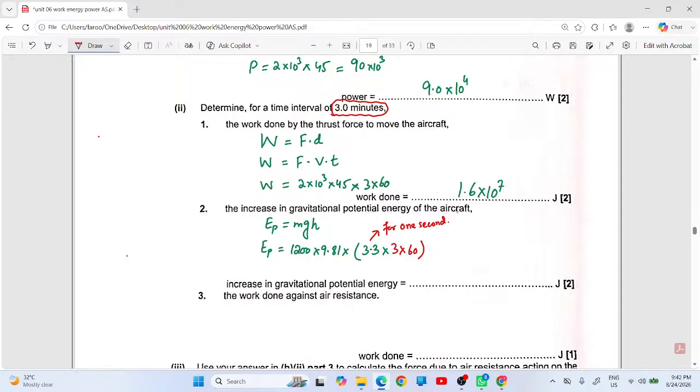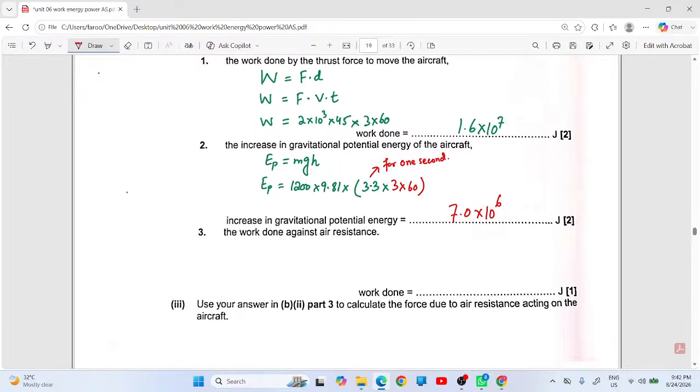6.7 multiplied by 10 raised to power 6. Next, the work done against the air resistance.